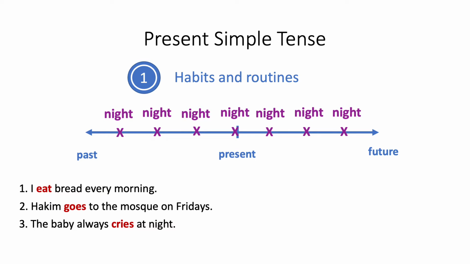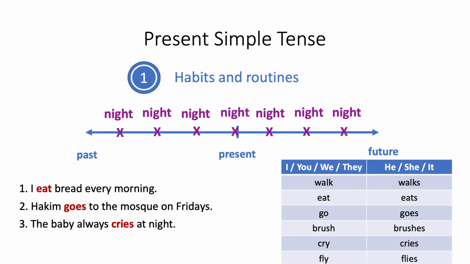Notice that in sentence number 2 and number 3, we add s or es to the verb. Why is that? Now, let's take a look at this table. Notice that we use the base form of the verb when the subject is I, you, we, they, or any other plural nouns. And when the subject is he, she, it, or other singular nouns, we add s or es to the verb. Now let's move on to the next example of when we use the present simple tense.